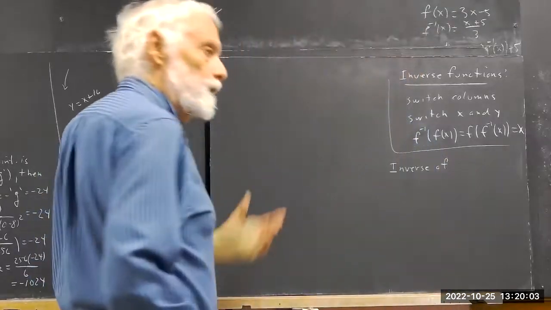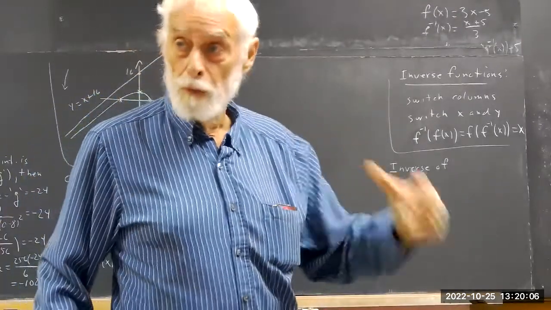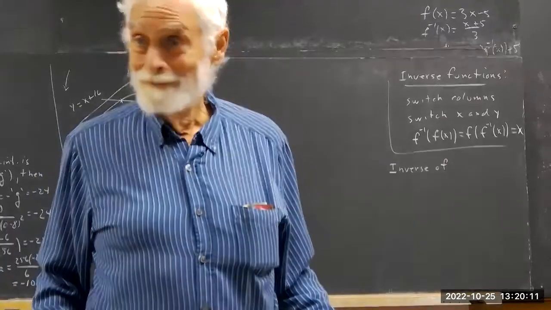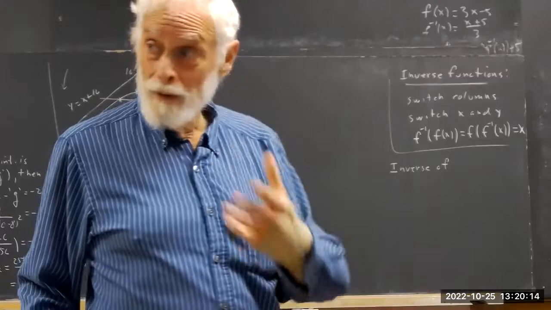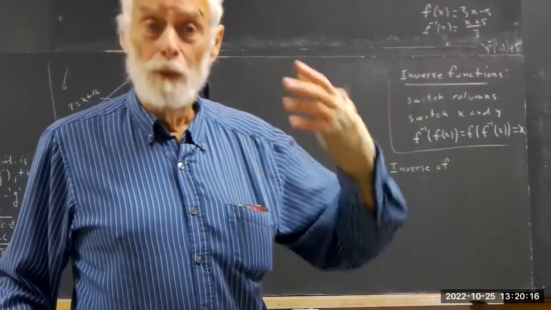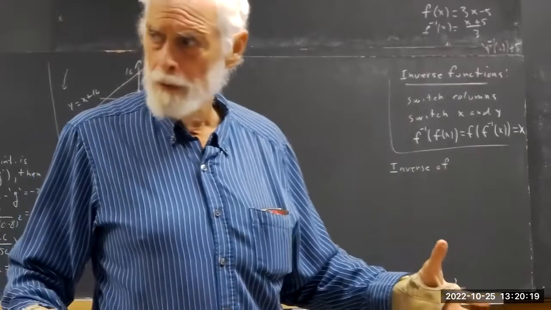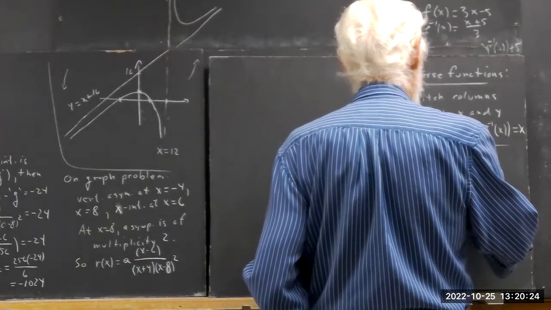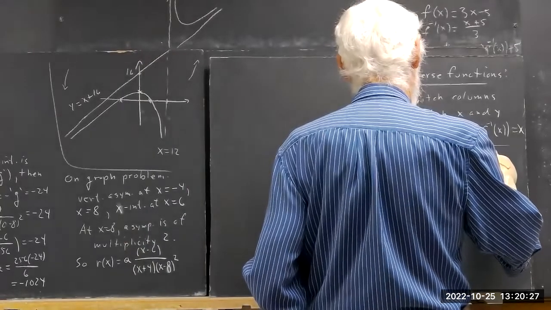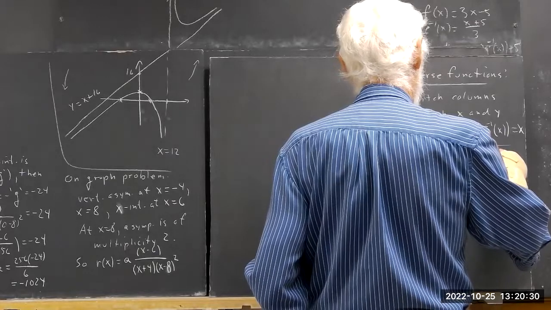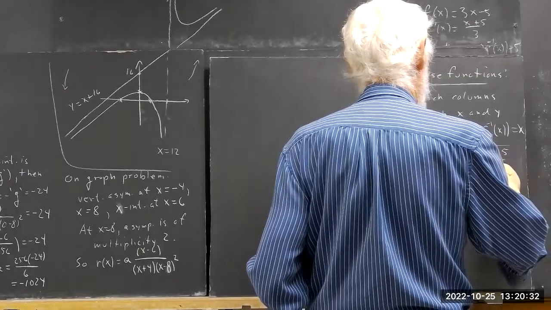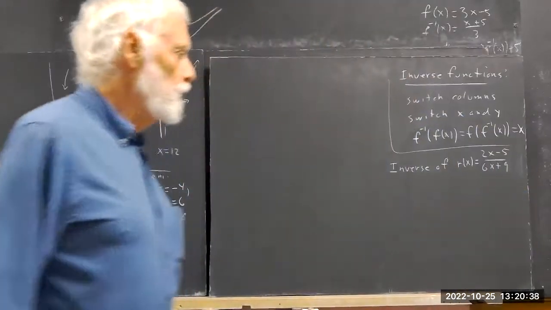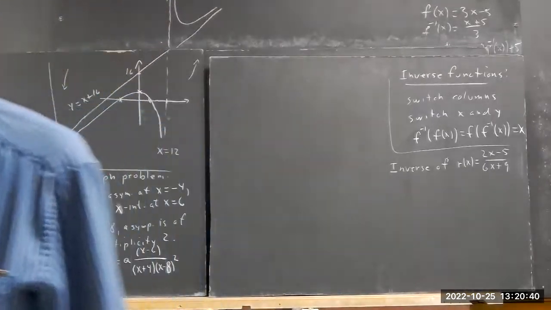Since we're doing rational functions, and this is at the end of the chapter on rational functions, we'll just do one that's about as nasty as anything I'll give you. Okay? It's not that bad. You just got to keep your wits about you. We've done it, but we're going to do it again, just to review it because the algebra is a little bit involved. So we're going to do the inverse of R of X. Say it's 2x minus 5 over 6x plus 9.